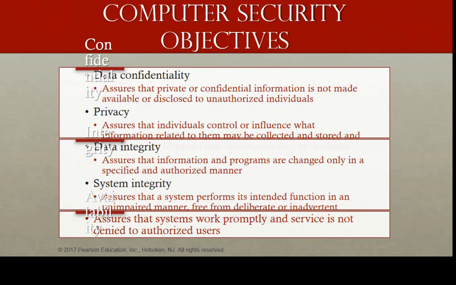Integrity. The term covers two related concepts. Data integrity assures that information and programs are changed only in a specific and authorized manner. System integrity assures that a system performs its intended function in an unimpaired manner, free from deliberate or inadvertent, unauthorized manipulation of the system. Availability assures that systems work promptly and service is not denied to authorized users.